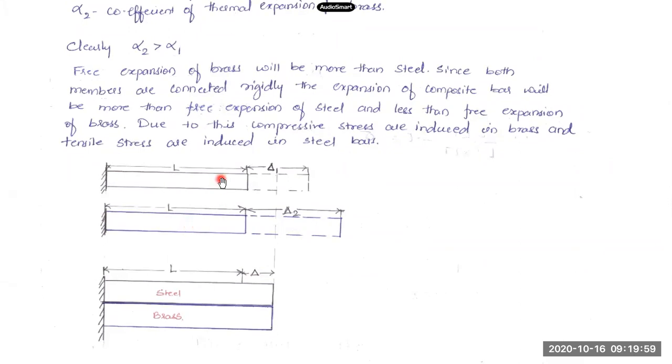Okay, just observe this carefully. Steel bar, what is our brass bar doing? It is trying to pull the steel bar beyond delta 1. Okay, it is trying to pull it or extend it beyond its free thermal expansion, whereas steel bar is holding back the brass bar. Okay, it is not allowing the brass bar to expand up to delta 2. Okay, so because of that, the stresses are induced in these materials. Okay, so tensile stresses are induced in steel bar and compressive stresses are induced in brass bar. Okay, keep that in mind. So two types of stresses in two bars.